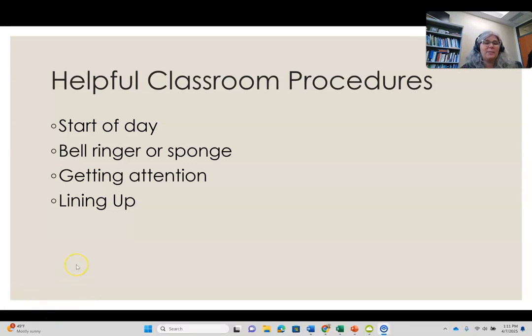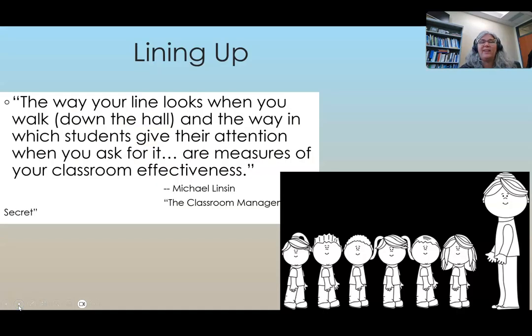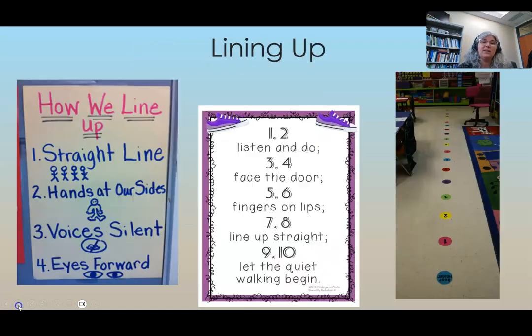Next on our list for common classroom procedures is lining up. Now, depending on the age of your students, depending on your school, this might be of varying levels of importance. I do like this quote that I saw in the book, The Classroom Management Secret. The way your line looks when you walk down the hall and the way in which your students give their attention when you ask for it are measures of your classroom effectiveness.